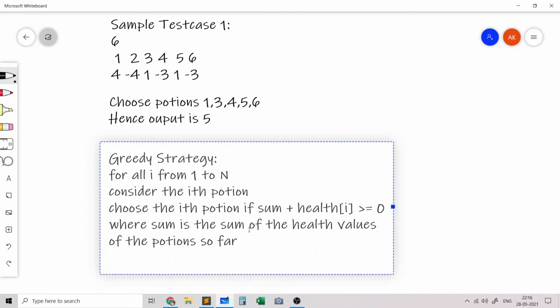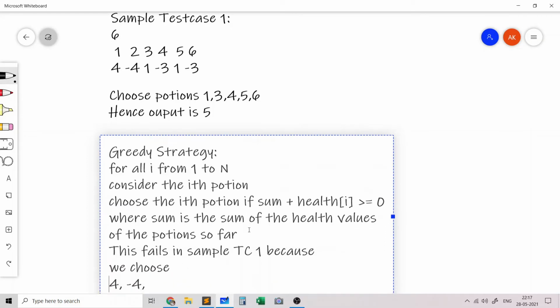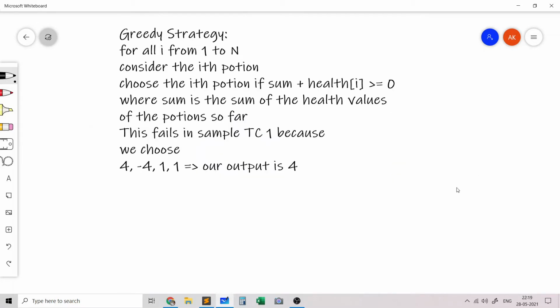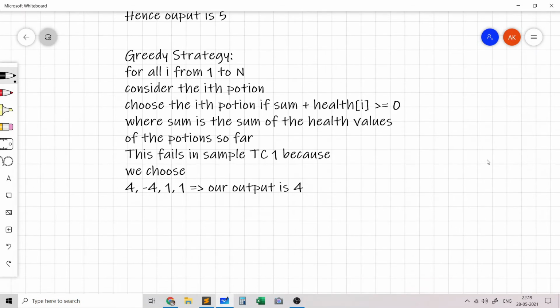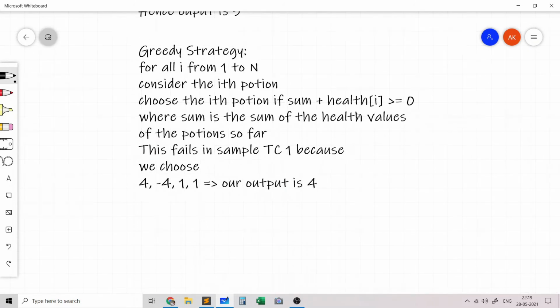However, this fails even in the first sample test case. If we apply the greedy strategy, we choose 4 and then -4. So we choose 4, -4, 1, and then we can't choose -3. So we skip -3 as per the greedy strategy, then we choose 1, and our output would be 4. We can only take 4 potions, which is wrong because the correct answer is 5. However, there doesn't seem to be anything wrong with our greedy strategy. The only thing which was wrong is that we chose -4 when we should not have chosen -4.